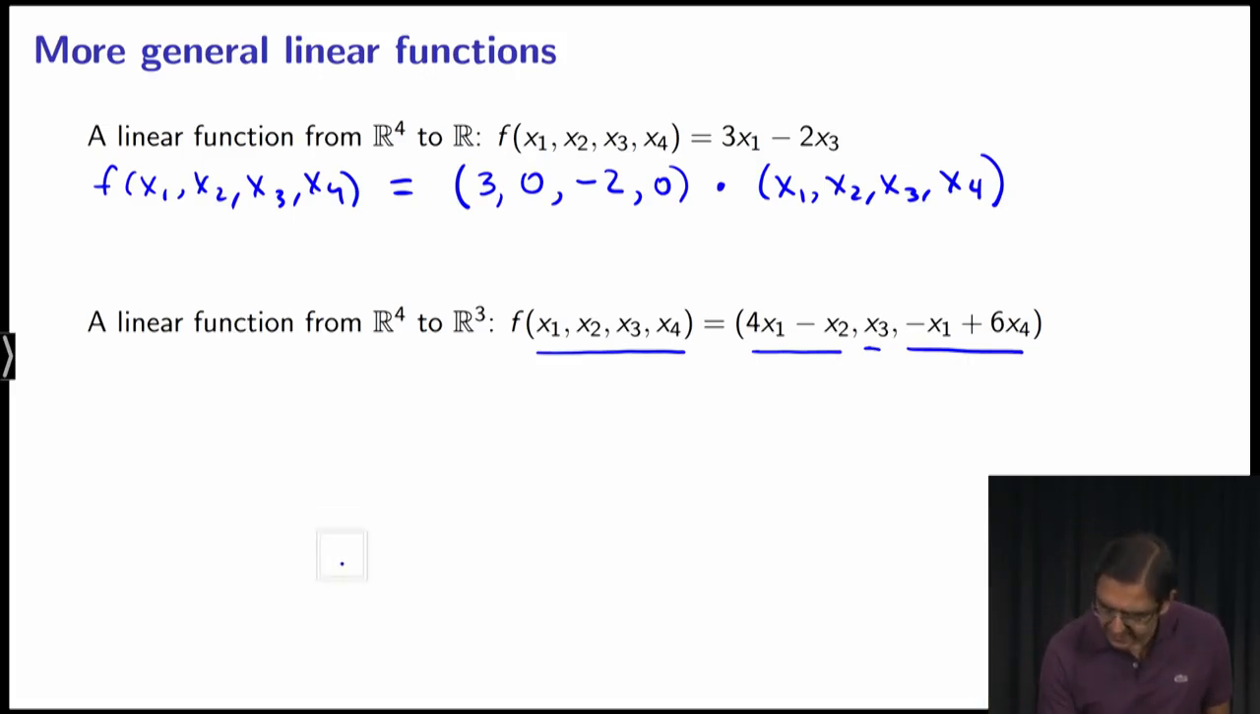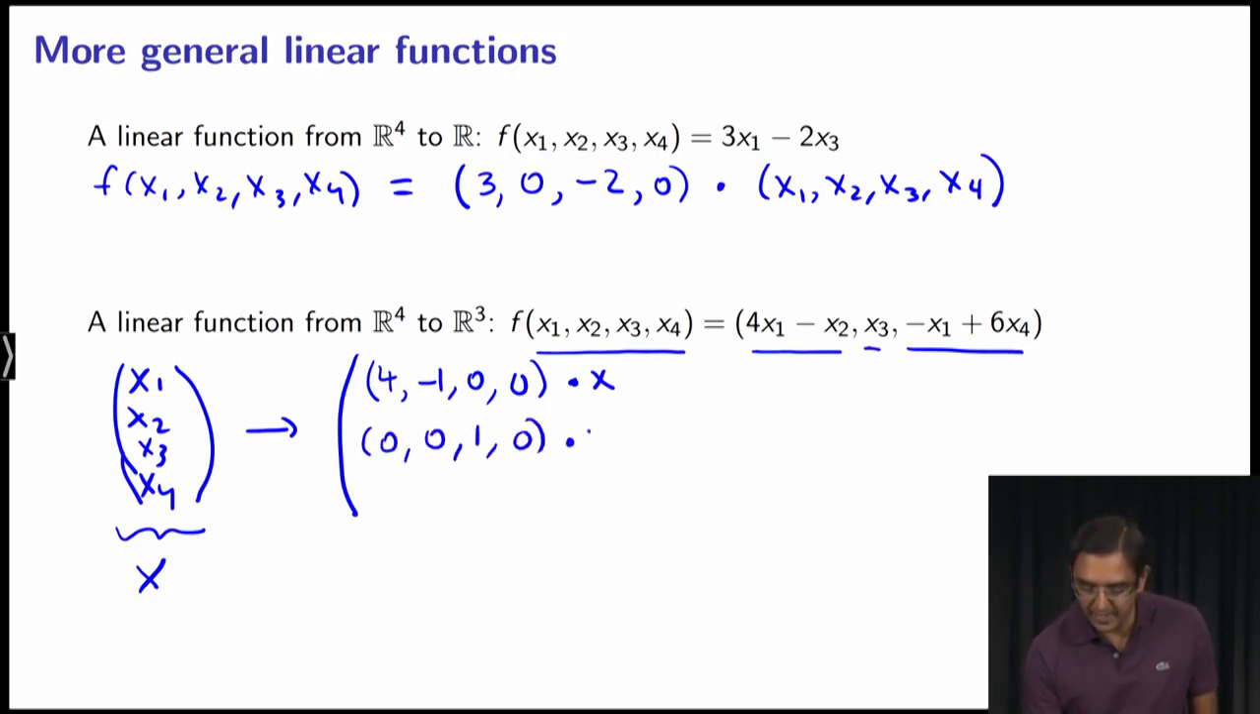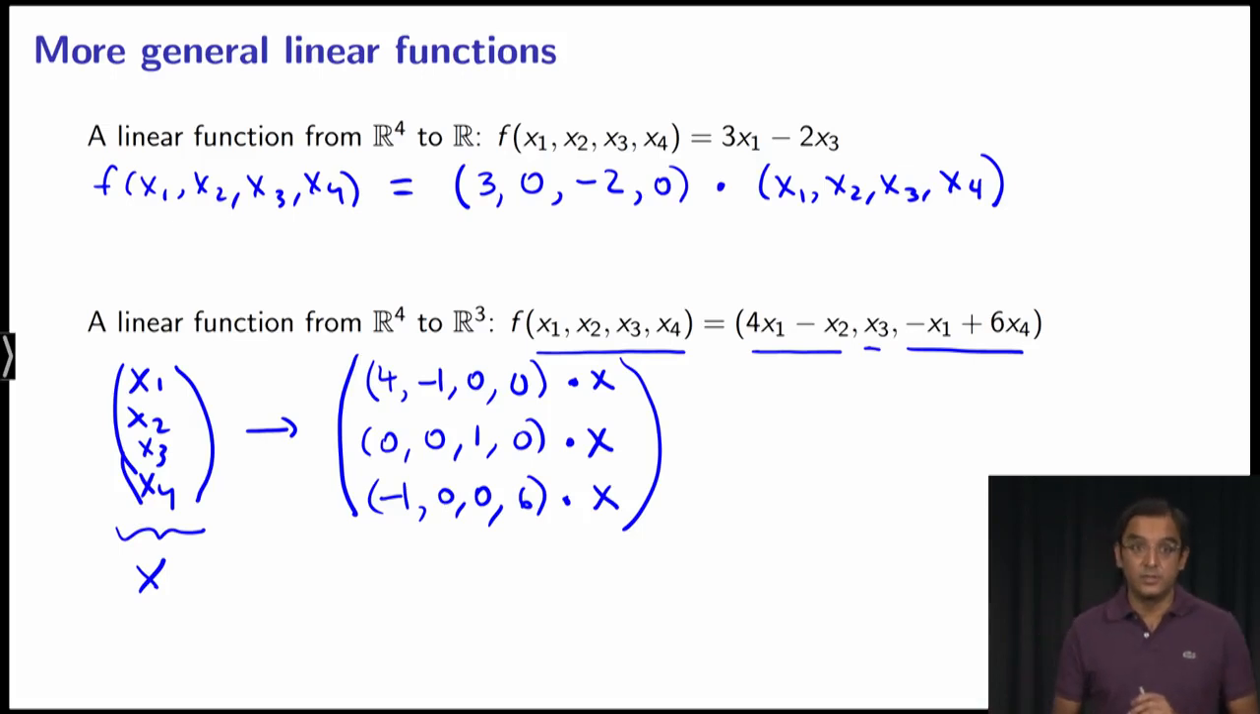This is a function that maps x1, x2, x3, x4 to 4, -1, 0, 0 dot x. So this is x over here. The second coordinate is just x3, so that's 0, 0, 1, 0 dot x. And the third coordinate is -1, 0, 0, 6 dot x. This is the function that we're talking about.